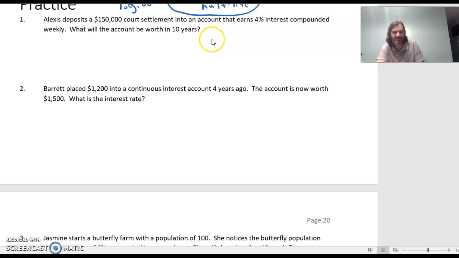So the first thing is to make sure you understand what formula we're using here. It says compounded weekly, so that's compounded periodically. So that's A of t equals P times (1 plus r over n) raised to the n times t. So we need all those things.